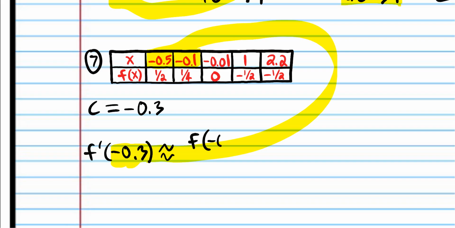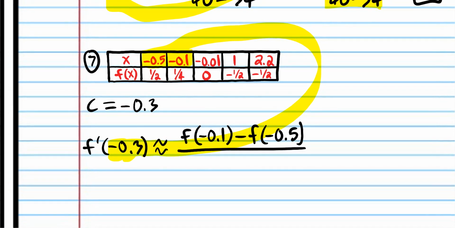Now again, I could start with negative 0.5, or I could start with negative 0.1. Either way is fine, but whatever order you're subtracting, you have to follow that same order with your x values, or else you're going to get the wrong number. And then we have negative 0.1 minus negative 0.5.